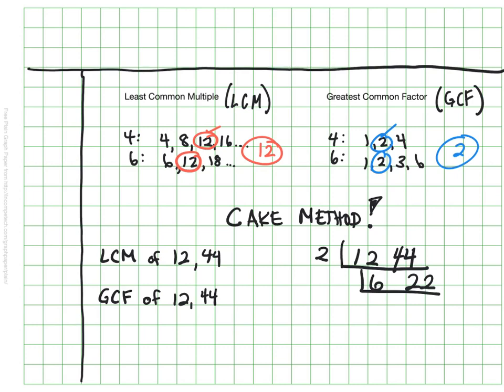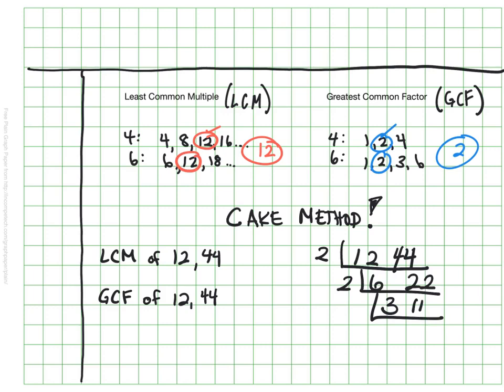But I know 6 and 22 can also be divided by 2, so I'm going to keep going. And I'm going to say, oh, well, 6 divided by 2 is 3, and 2 can go into 22 11 times. And now I'm going to look and think about 3 and 11. I don't think they can be divided any further, right? If I divide by 1, it doesn't really do anything here. So this is where we're going to end.